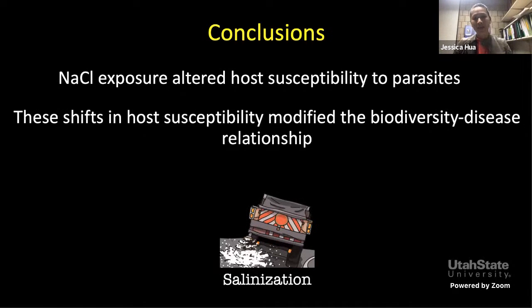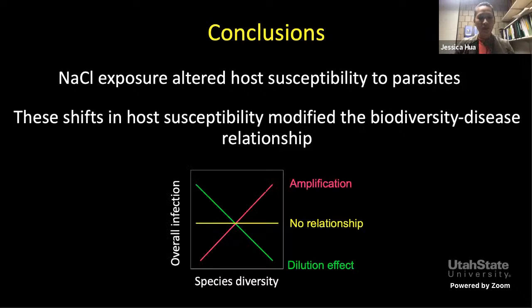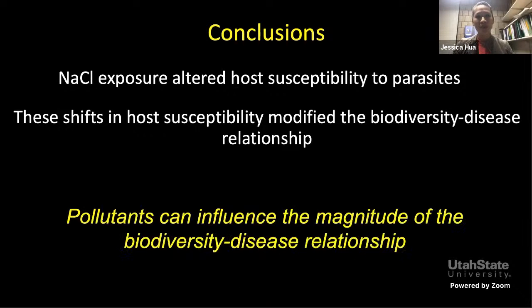One thing to keep in mind is that this study focused solely on secondary salinization, so sodium chloride. We know that there are tons of different chemicals out there that can have different effects on host susceptibility. But I think the main take home here is, regardless of what pollutant is of interest, we think that the equivocal nature of this biodiversity disease relationship can be influenced by pollutants.